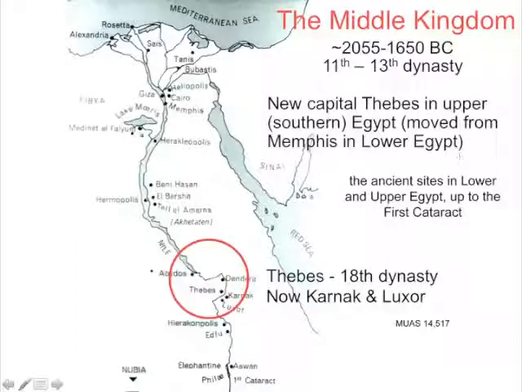So the old capital of Memphis is up here by the delta of the Nile River. And one thing that happens in the Middle Kingdom is the capital moves south and stays south throughout the New Kingdom. And south is moving into the territory of old Upper Egypt to Thebes. And there are a number of sites there, Karnak, Luxor, Deir el-Bahari, and so forth.